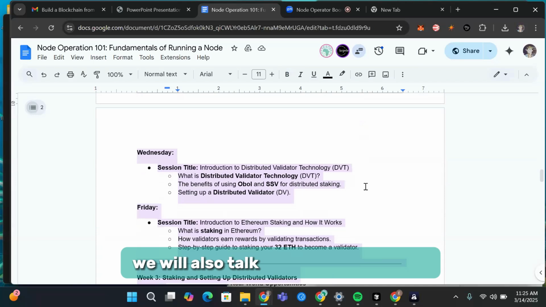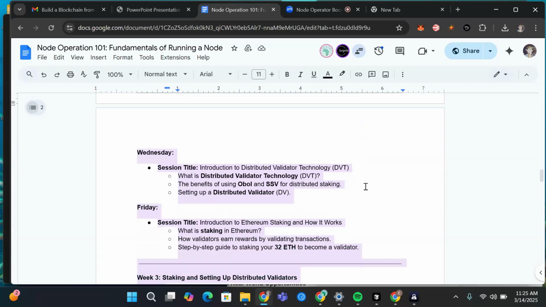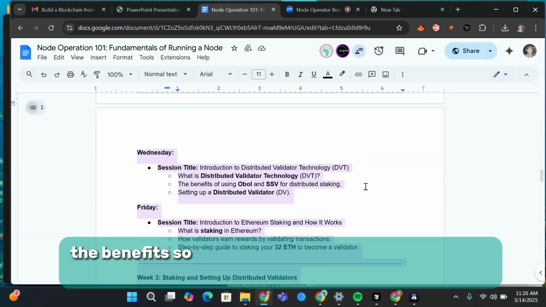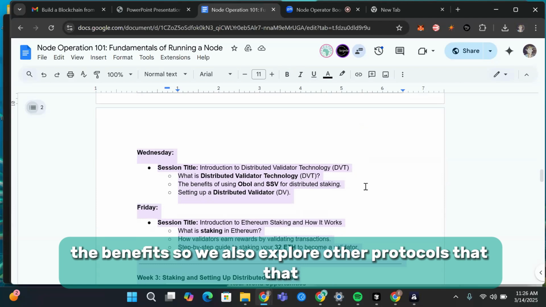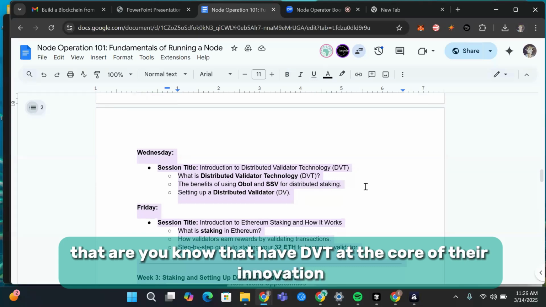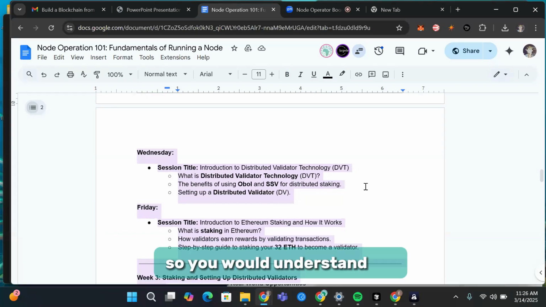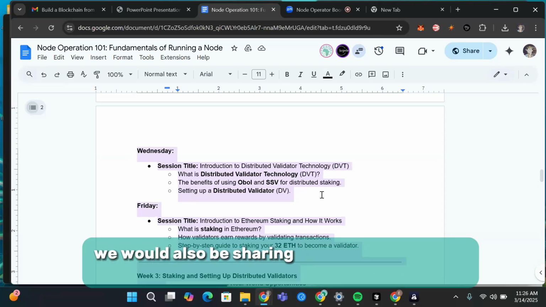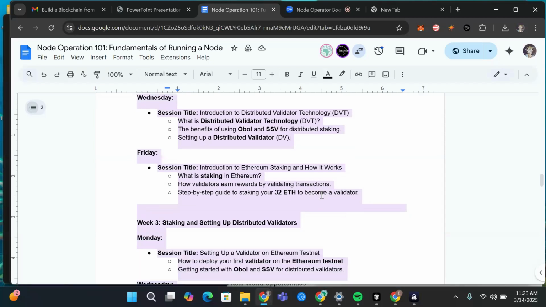We will also talk about DVT in a distributed system, and the benefits. So we also explore other protocols that have DVT at the core of their innovation. So you would understand these things, and how to set them up. We would also be sharing important resources alongside.